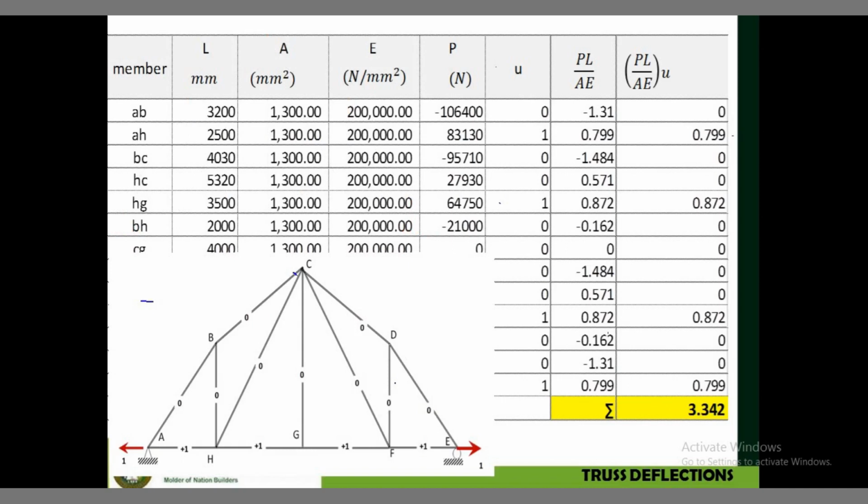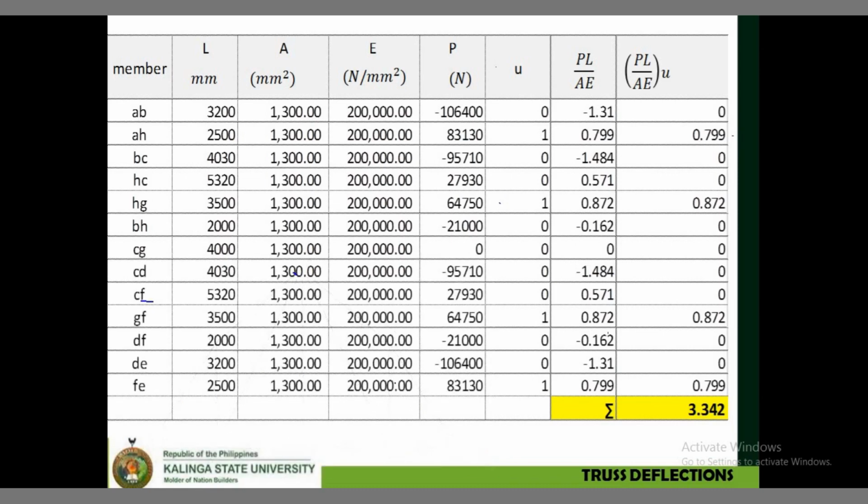So, parang yung table kanina, pinag-multiply, kinuha ko lang yung quotient ni PL over AE. So, kay AB, negative 106,400 multiplied by 3,200, divide it by 1,300 times 200,000. Doon ko nakuha si negative 1.31. Same with the other members.